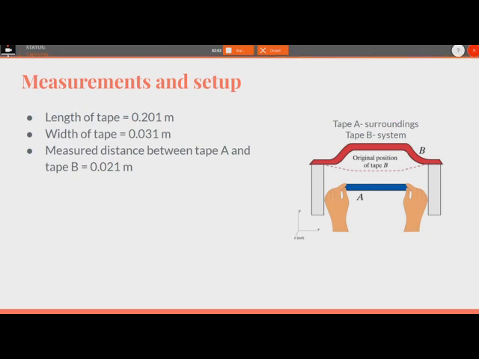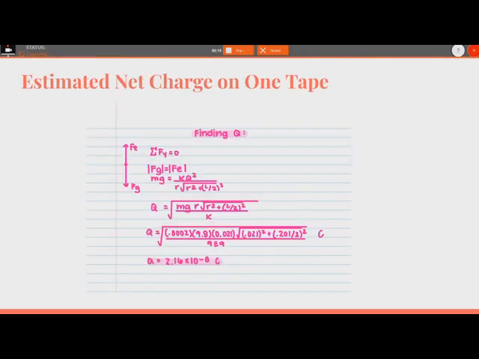So some of the measurements that I had, same from lab 1, the length of tape is 0.201 meters, the width of the tape is 0.031 meters, and the distance between tape A and B is 0.021 meters. And then tape A is the surroundings, and tape B is the system. So when I was calculating the net charge on one piece of tape, I had to draw my free body diagram first, and I found that the magnitude of gravity was going to equal the magnitude of the electric force. And then I set those equations equal to each other, solved for Q, plugged in my values, my measurements, and some constants, and then I found that Q was going to equal 2.16 times 10 to the negative 8 coulombs.